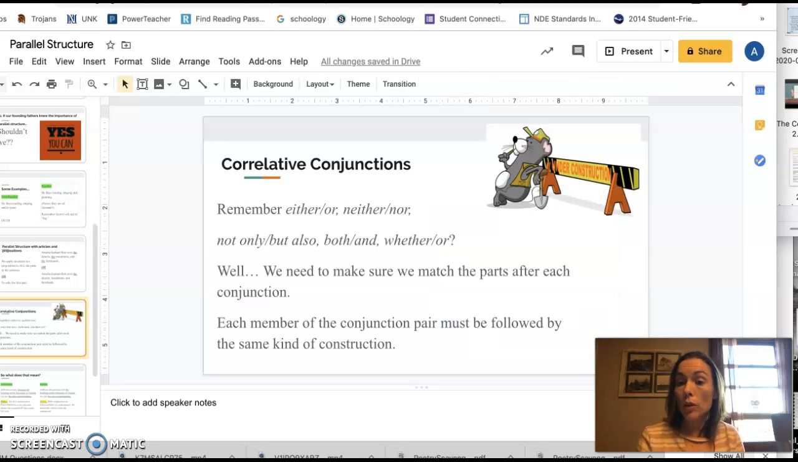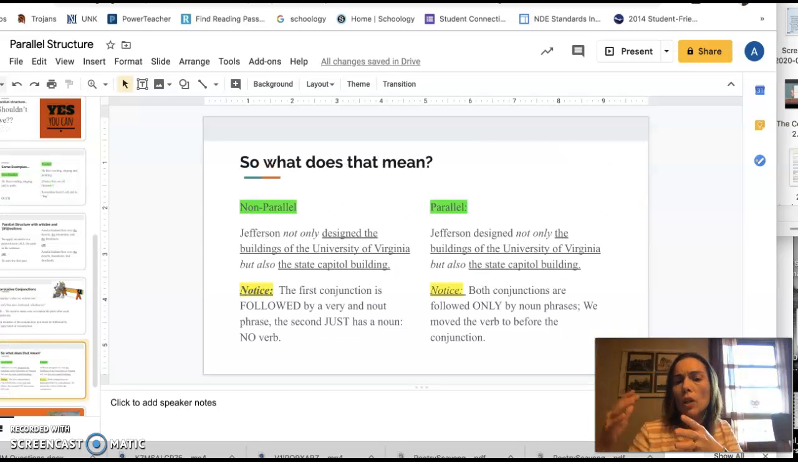Now, we've talked about those earlier. Those are the ones where I say either or, neither nor, not only, but also, both and, whether or, those words. So either Ty or Hunter has probably been spending a lot of time hunting, right? Okay, that's my correlative conjunction. Well, I need to make sure that I match the parts after each conjunction. So I have to make sure that after the conjunction word, I have the same construction, which is a little bit difficult. So let's look at it.